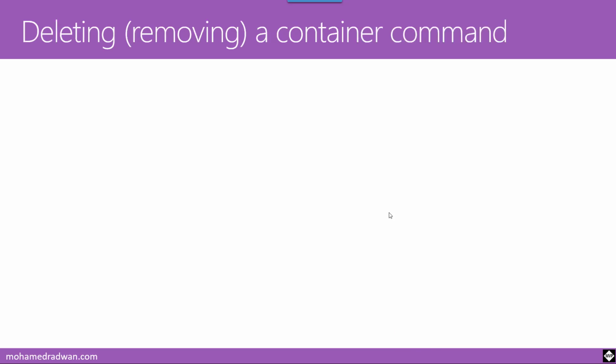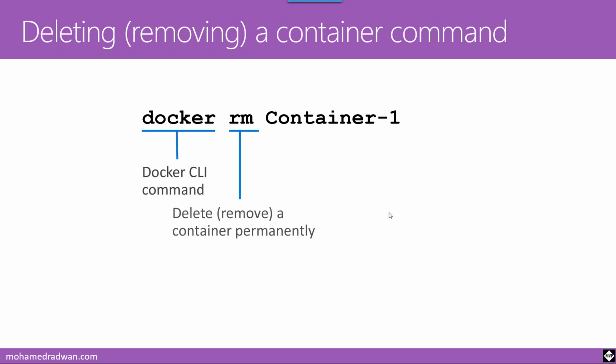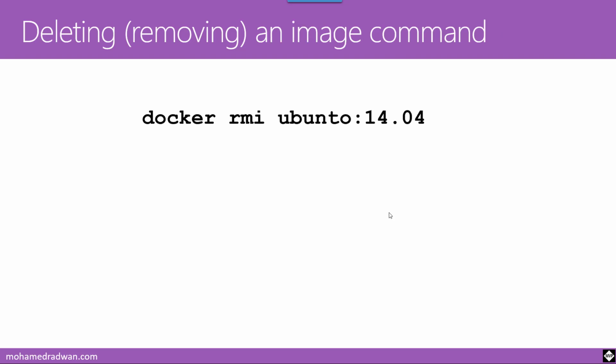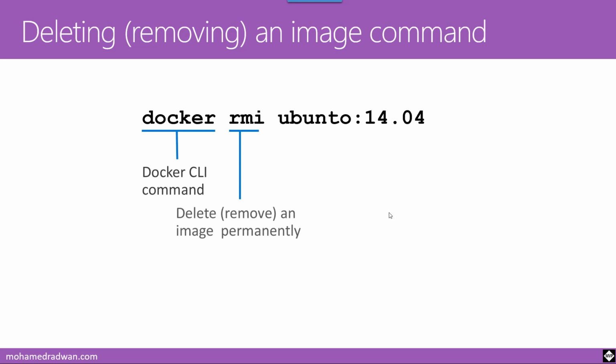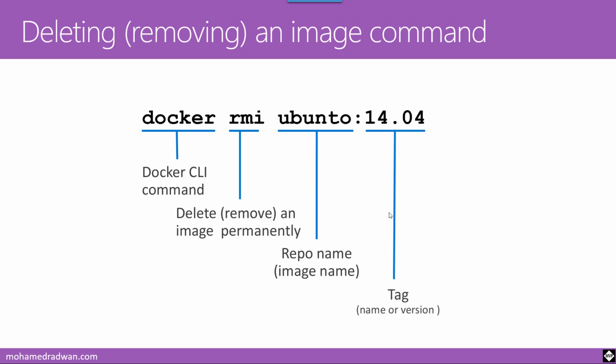Let's look at the command for deleting or removing a container. Now, if I execute docker rm container 1, this is the CLI, rm to delete or remove the container permanently, and container 1 is the name or the ID of the container. Deleting or removing an image is similar, but instead of deleting a container, we delete an image. So this is the CLI, RMI to delete or remove an image permanently, and Ubuntu is the repo or the image name, and this is the tag, either name or version.